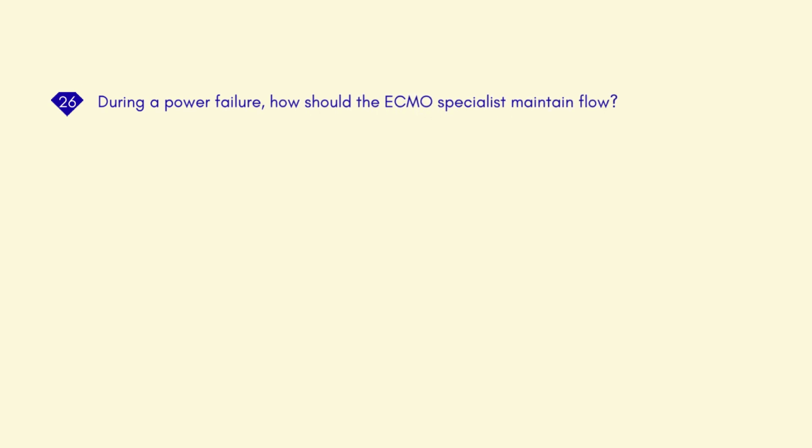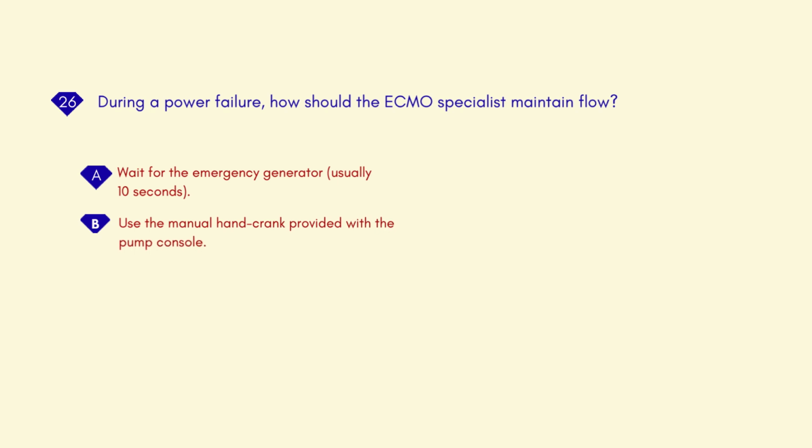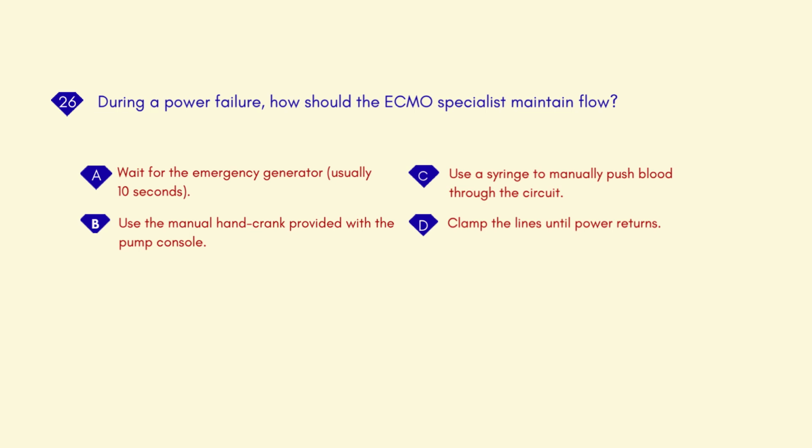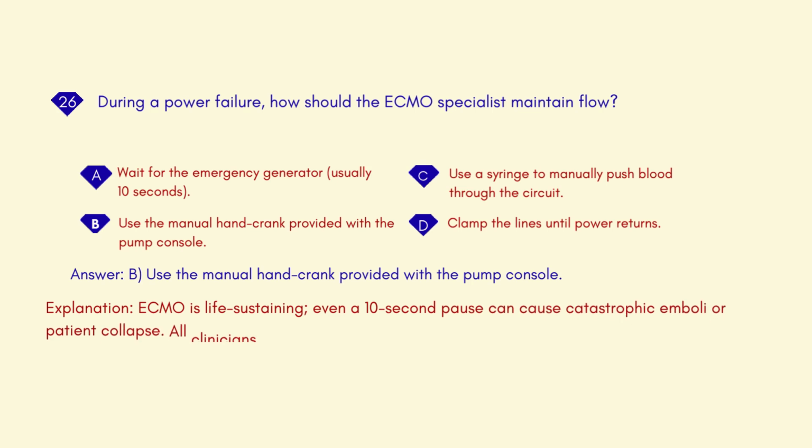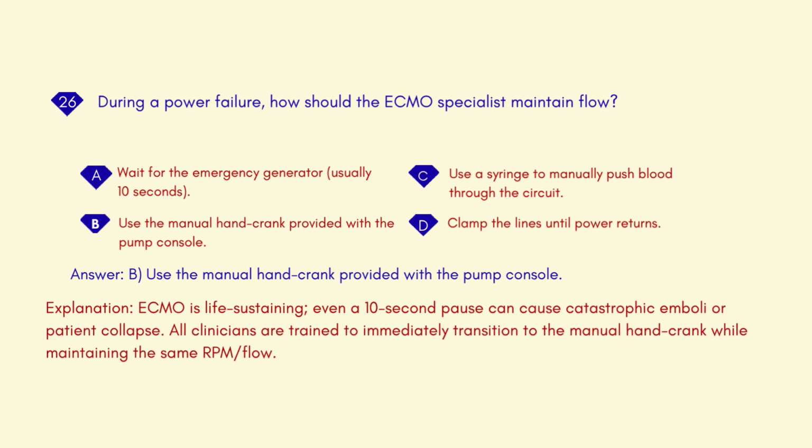During a power failure, how should the ECMO specialist maintain flow? A. Wait for the emergency generator, usually 10 seconds. B. Use the manual hand crank provided with the pump console. C. Use a syringe to manually push blood through the circuit. D. Clamp the lines until power returns. Answer: B. Explanation: ECMO is life-sustaining, even a 10-second pause can cause catastrophic emboli or patient collapse. All clinicians are trained to immediately transition to the manual hand crank while maintaining the same RPM/flow.